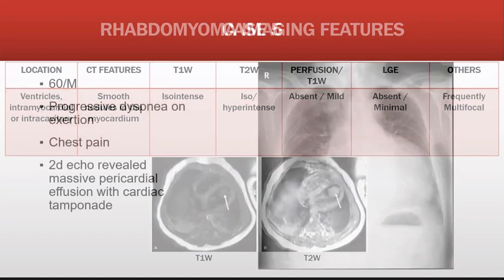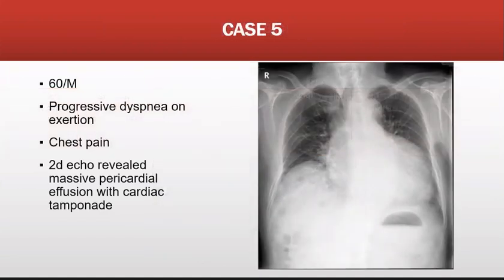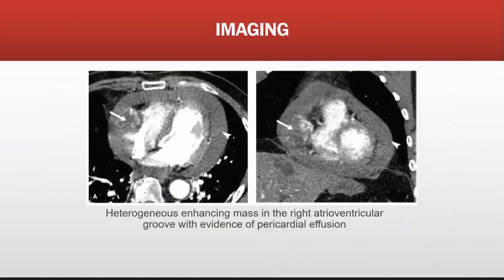Case number 5 is a 60-year-old male who has progressive dyspnea on exertion and also has chest pain. Chest X-ray shows cardiomegaly in globular configuration, while 2D echo revealed massive pericardial effusion with cardiac tamponade. Axial and coronal post-contrast CT images demonstrate a heterogeneous enhancing mass in the right atrioventricular groove with a pericardial effusion.